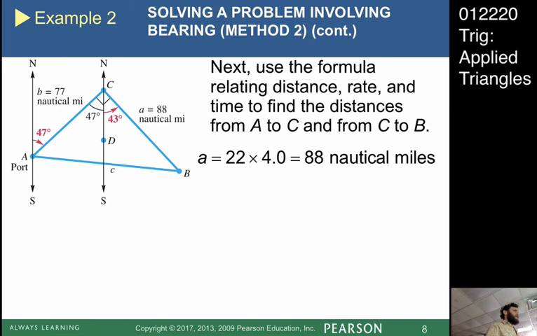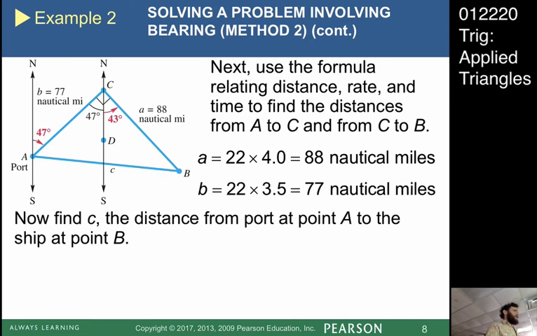They do 22, 88 nautical miles, 77. They get all that. C, distance from point A to point B. Oh, they just use the Pythagorean theorem. Wait, how? What information did they have to do that? They had this length was 77 and this was 88. We know it's a right triangle, so a squared plus b squared equals c squared. That would have been so much easier. Well, let's see what they got with their method.